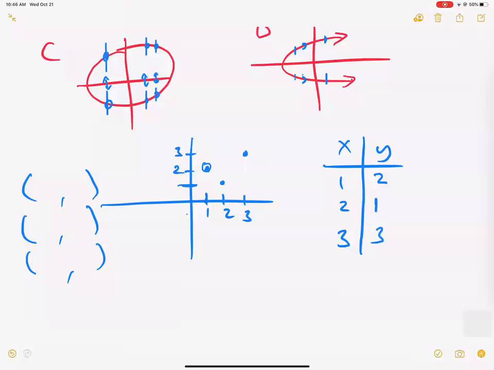And the same thing here, you would fill out the point. If x is 1, y is 2. If y is 1, x is 2. And if x is 3, y is 3. So you're just going to fill out the chart.